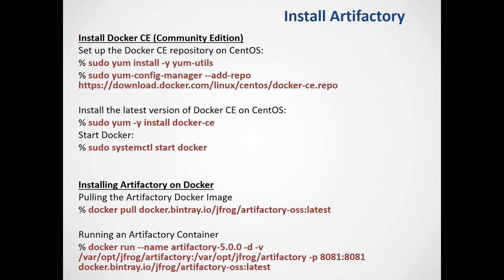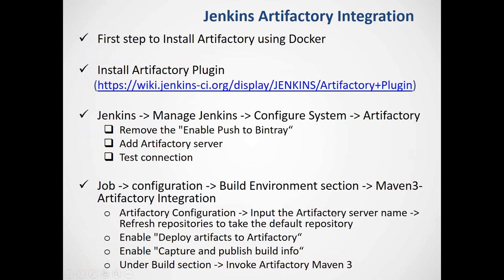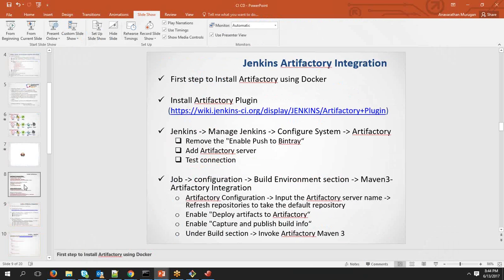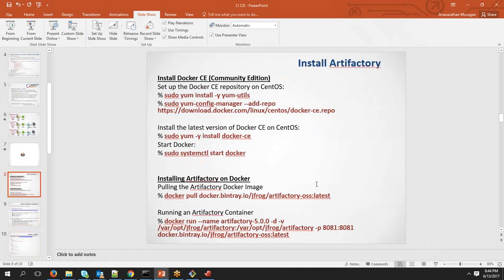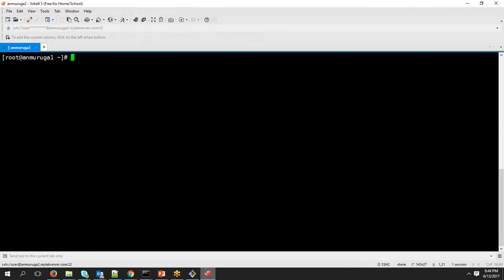Why we are going to use Docker and how to use everything, we will see later. But for now, just assume I'm not installing Artifactory manually, but using Docker. For that, I'm going to use a particular image of Docker and run it. I've already installed Docker on it.